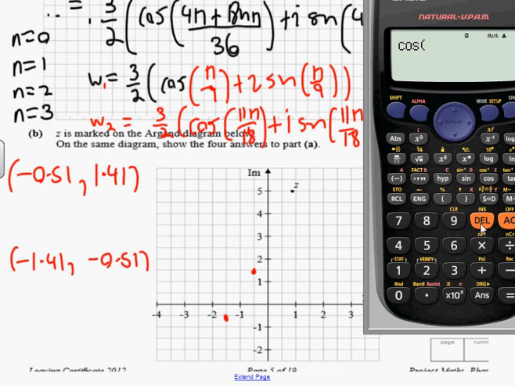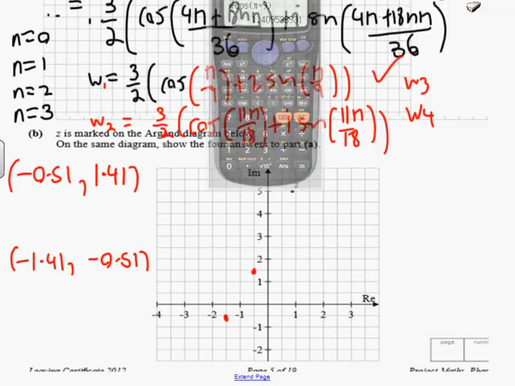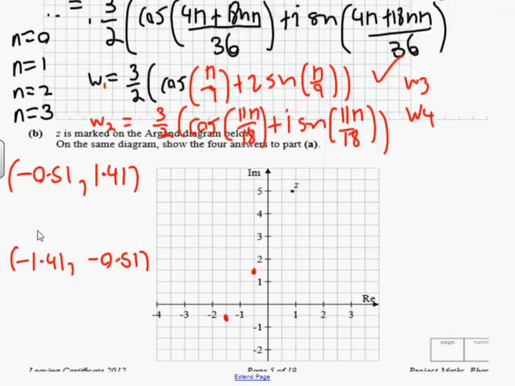Okay, so what we're going to get is 3 over 2 cos pi over 9, which is the original one. Shift, pi divided by 9. That is 1.41, okay? So that's plus 1.41. And then the other one is going to be plus 1.41, and then we have to go up again, and then we have to find out what sine is.